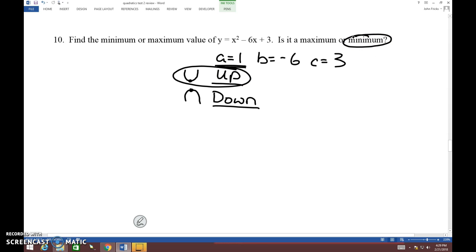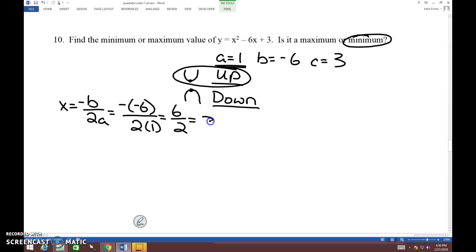Now, the way you find that minimum is by looking at the vertex, because the vertex always determines the max or min. So to find that, all we're going to do is simply use the vertex formula, x equals negative b over 2a, since this is in standard form. So in this problem, b is negative 6, so that's going to be negative times negative 6 divided by 2 times a, which is 1. So here, negative times negative 6 is positive 6, and then 2 times 1 is 2, which makes the x part of our vertex 3.